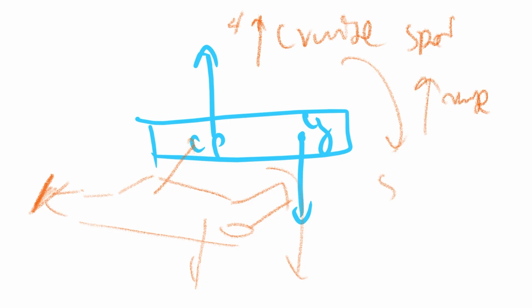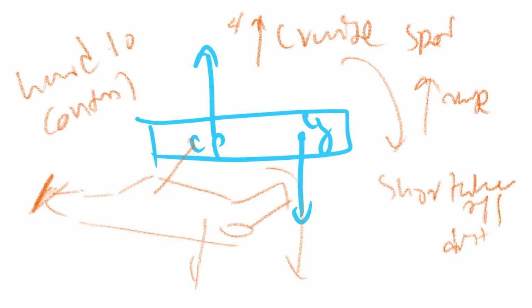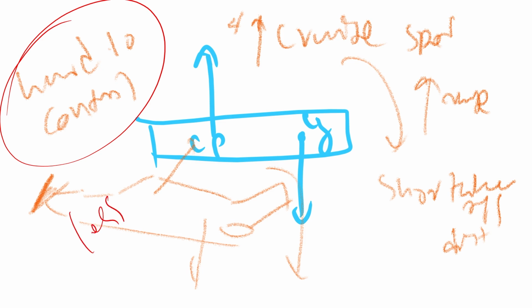That means a shorter takeoff distance, right? And it will be very hard to control. We have these problems, hard to control, right? It will be less stable, we can say, and also a lower stall speed, right?